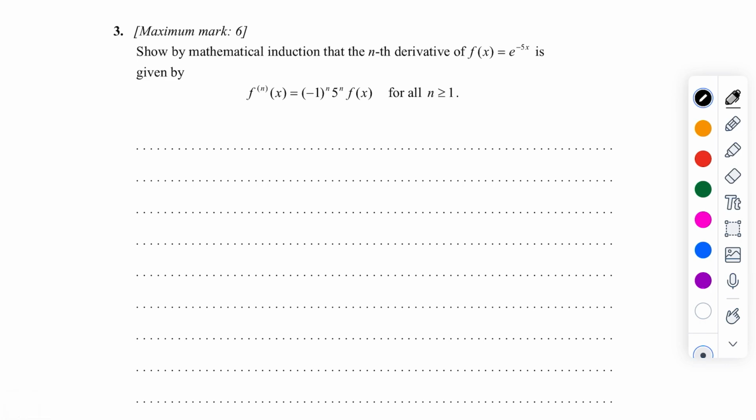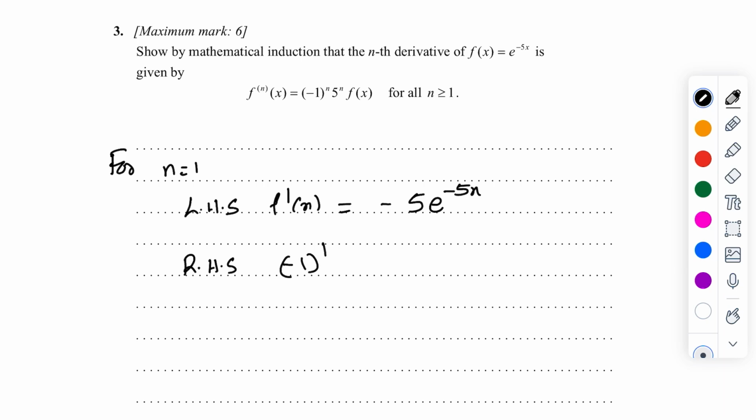Question number 3. Show by mathematical induction that the nth derivative of e power minus 5x is given by this formula. So for n equals 1, what is the left hand side? Left hand side is the first derivative. First derivative is minus 5 e power minus 5x. Substitute in the formula, minus 1 whole to the power of 1, 5 to the power of 1, and e to the power of minus 5x. So it becomes minus 5 e to the power of minus 5x. Therefore, it is true for n equals 1.